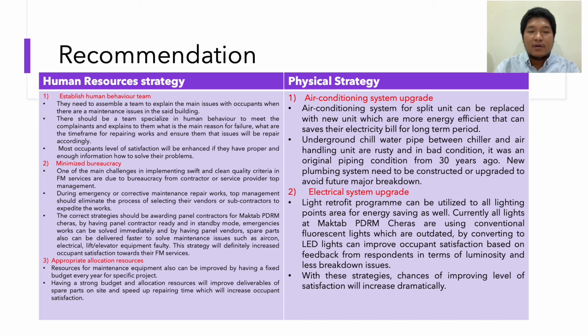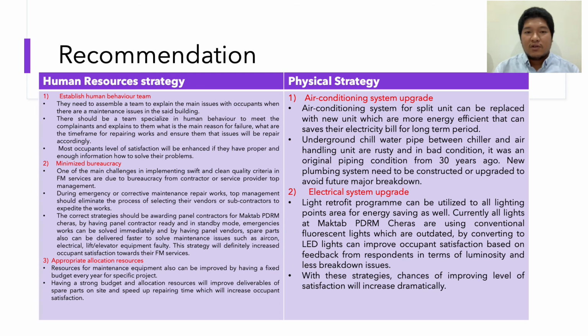And then they also recommend that the underground chilled water pipe between the chiller and air handling unit, which is rusty and in bad condition because it is the original piping of the building from 30 years ago, be replaced. They recommend that a new plumbing system be constructed or upgraded to avoid future major breakdowns.